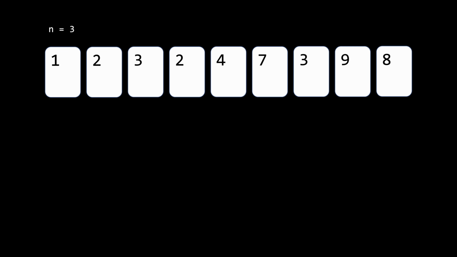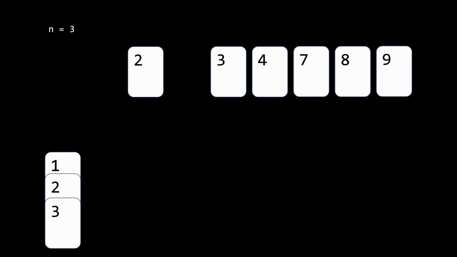So let's say these are our cards and that n is 3, which means we are trying to form groups of size 3. The first thing to do is to sort the cards. Next, we start with the smallest number, which is the 1. So for the 1, we check if we can form a group of size 3 with it. So a group of 1, 2, and 3. We can obviously pull these 3 cards, and this will be our first group.